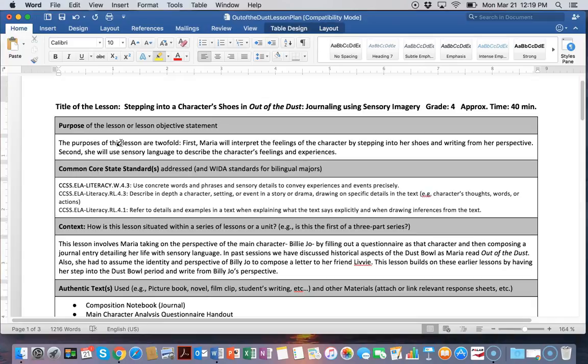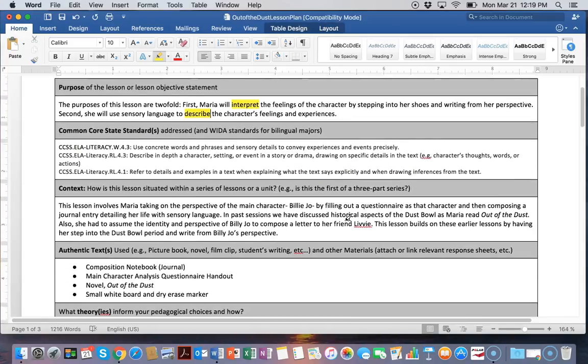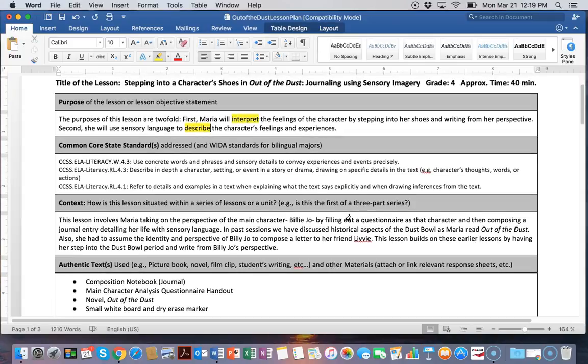The tutor wrote, the purposes, pardon me, of this lesson are twofold. First, Maria will interpret the feelings of the character by stepping into her shoes and writing from her perspective. Second, she will use sensory language to describe the character's feelings and experiences. So that's one of the things you want to make sure. You want to make sure that your academic language functions are apparent in the purpose of your lesson.